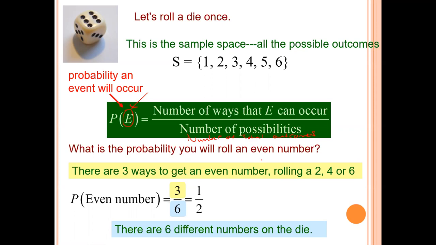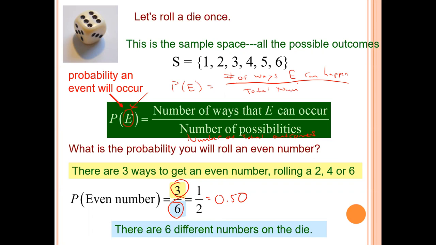All right, so what is the probability that you roll that even number? Well, there's 3 ways you can do it, and there's 6 total outcomes. So that probability is 3/6, which reduces to 1/2, or simplified as a decimal, 0.50. Makes sense? So the probability of any event is just the number of ways E can happen, divided by the total number of outcomes. That's all the classical definition is.